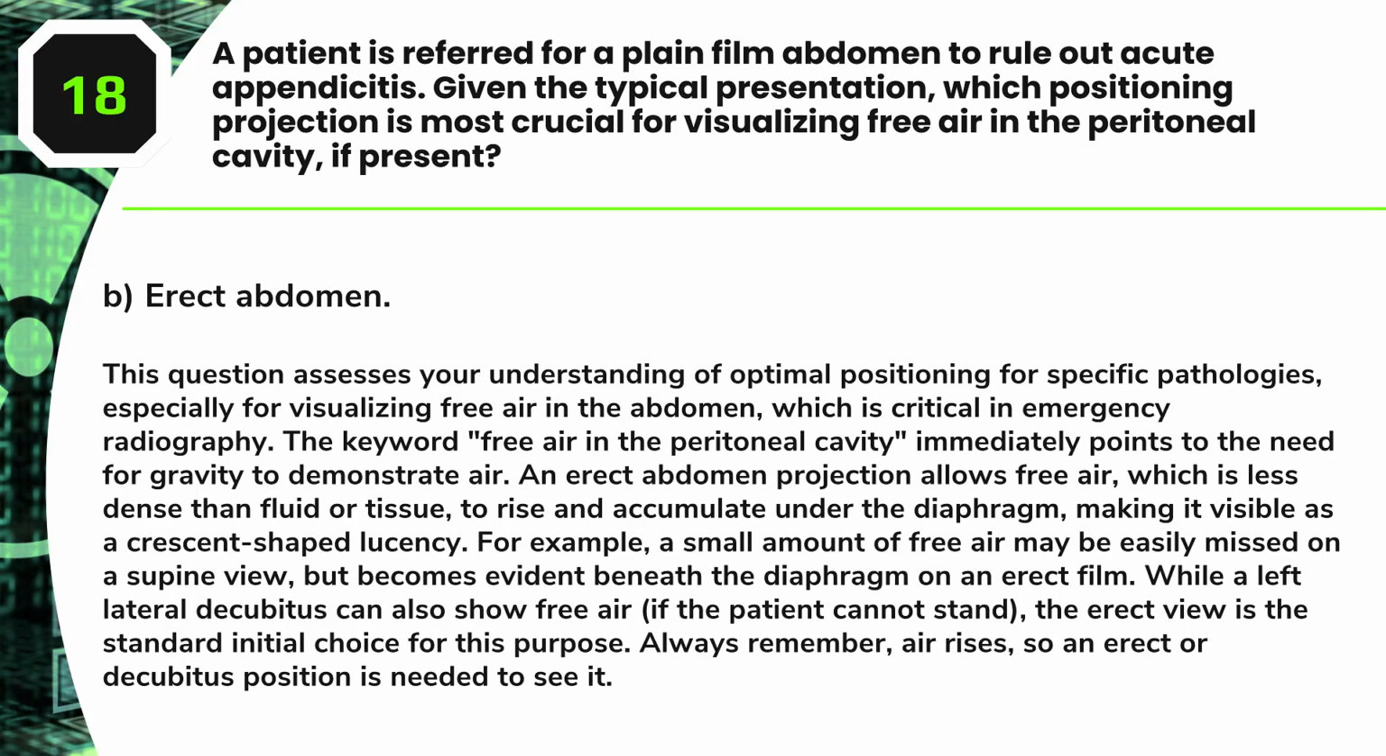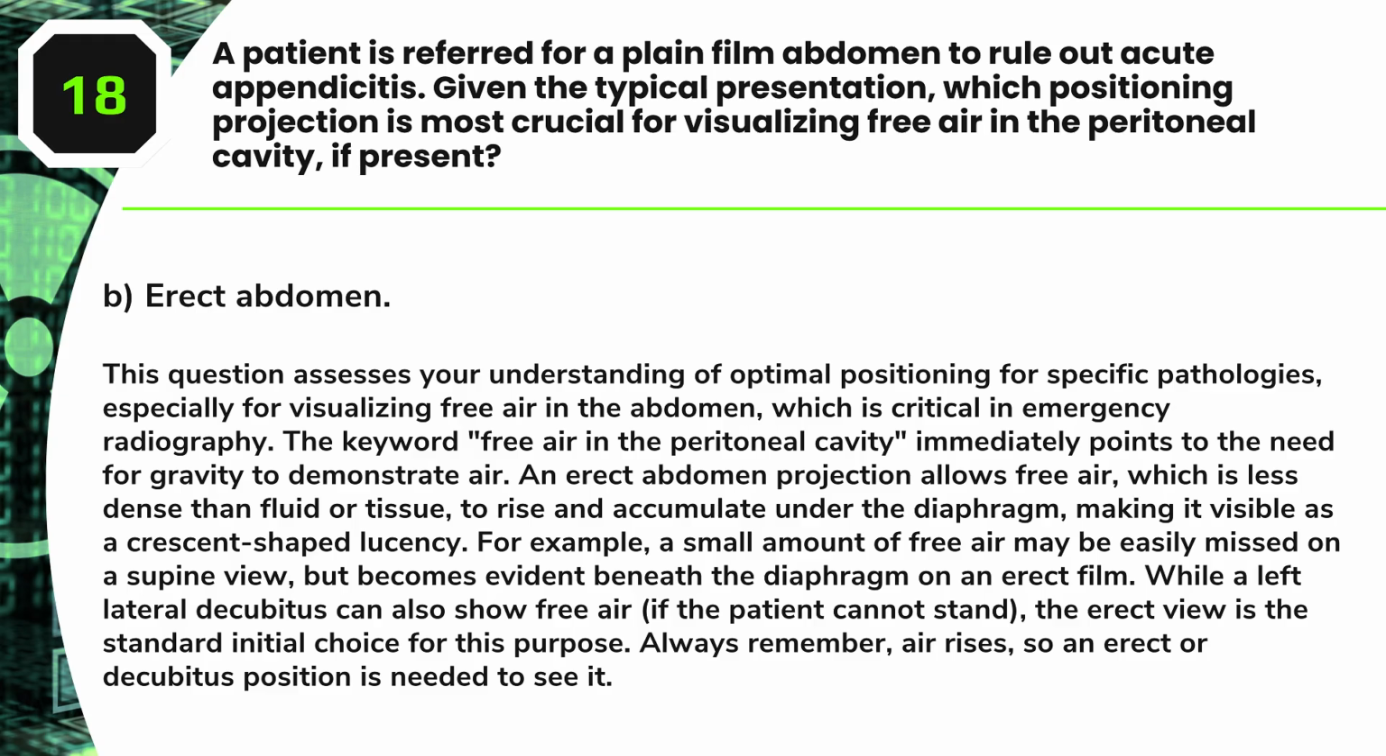Answer, B. Erect abdomen. This question assesses your understanding of optimal positioning for specific pathologies, especially for visualizing free air in the abdomen, which is critical in emergency radiography. The keyword free air in the peritoneal cavity immediately points to the need for gravity to demonstrate air.